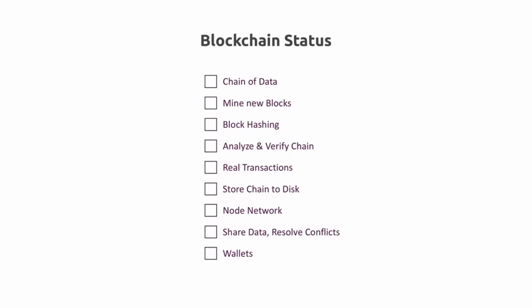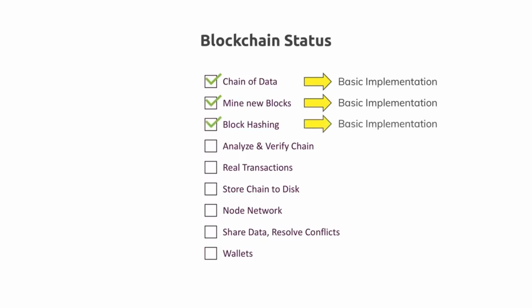Now, what about our blockchain status? We got a chain of data, we got a list of data. Of course, only a basic implementation. It's no complex data yet, but we'll refine this throughout the course. We're able to mine new blocks. And that, of course, is also something which will improve throughout the course. But now mining is a big word for asking for user input. And additionally, also in a basic way, we're able to hash our blocks.